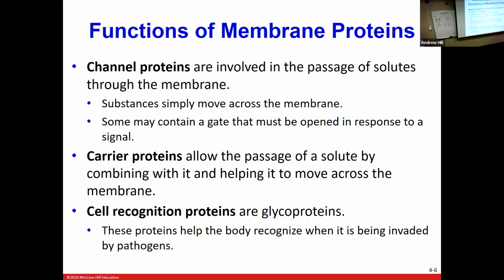But it can't because it's polar. Remember, things like carbohydrates have hydroxyl groups, those OH groups. Oxygen is more electronegative than hydrogen. Therefore, those are polar groups. So it's very difficult for glucose to get across.